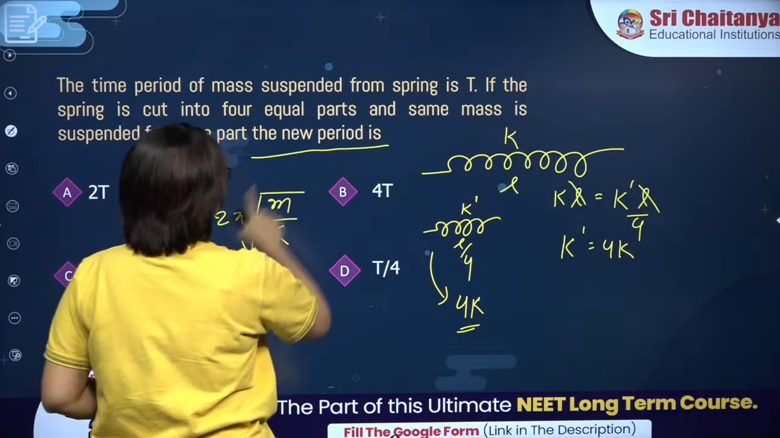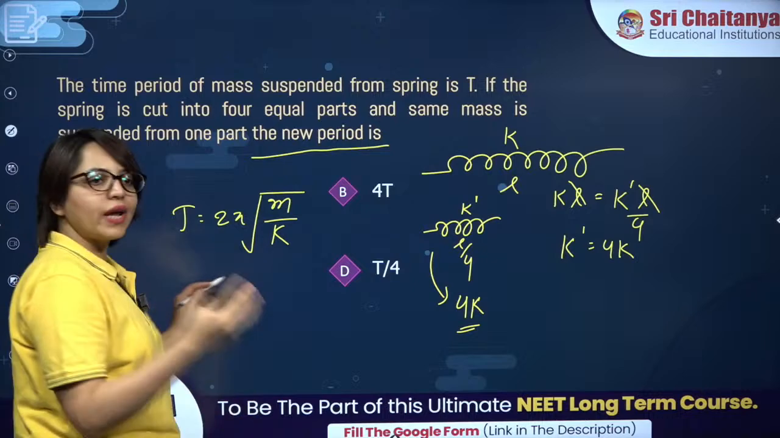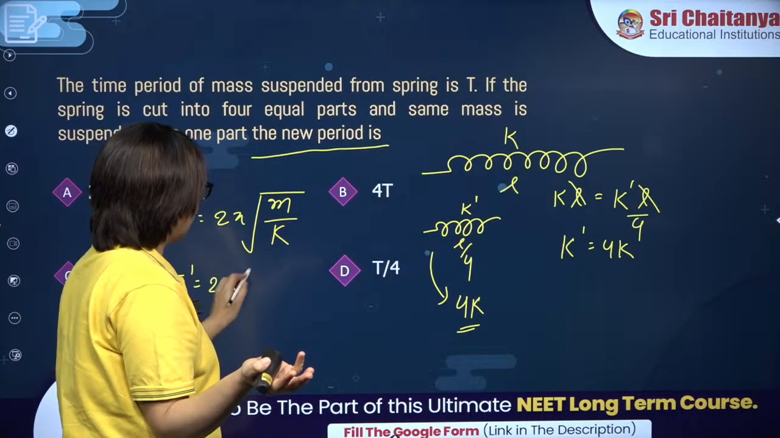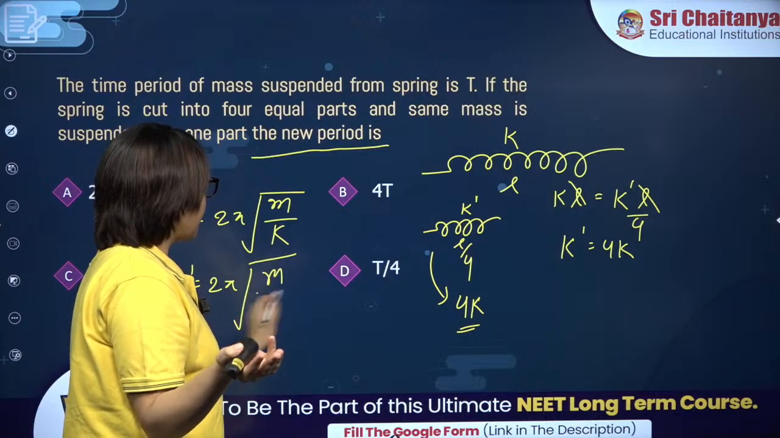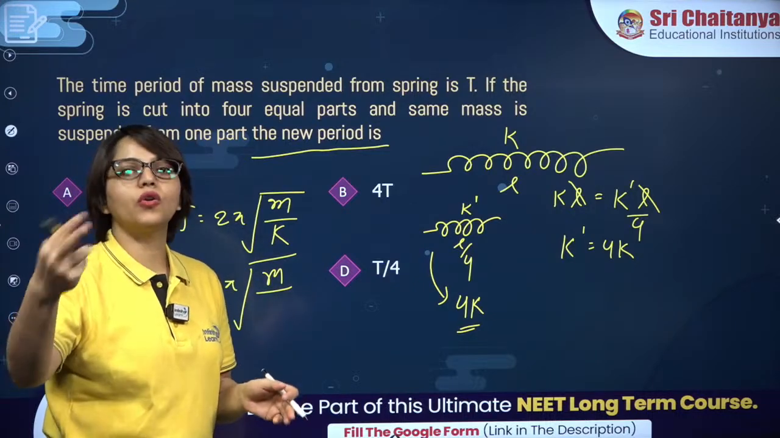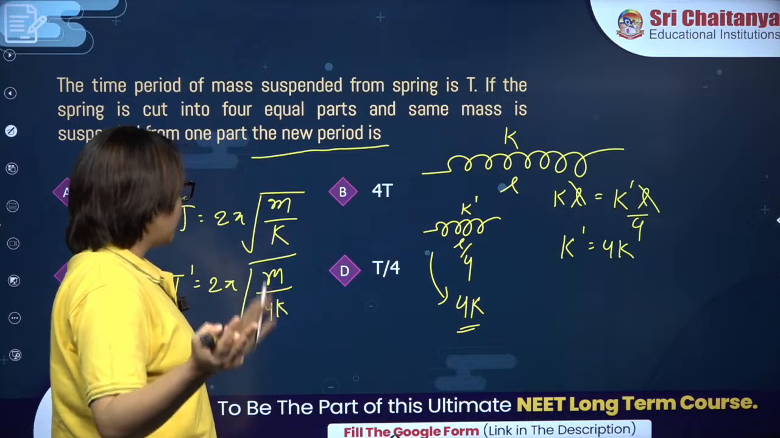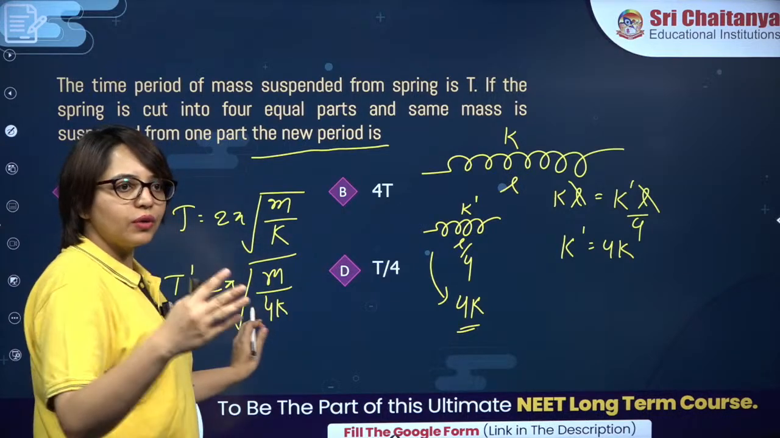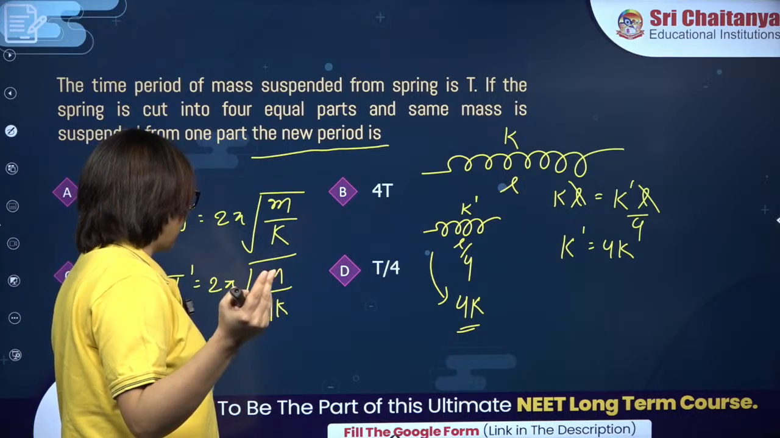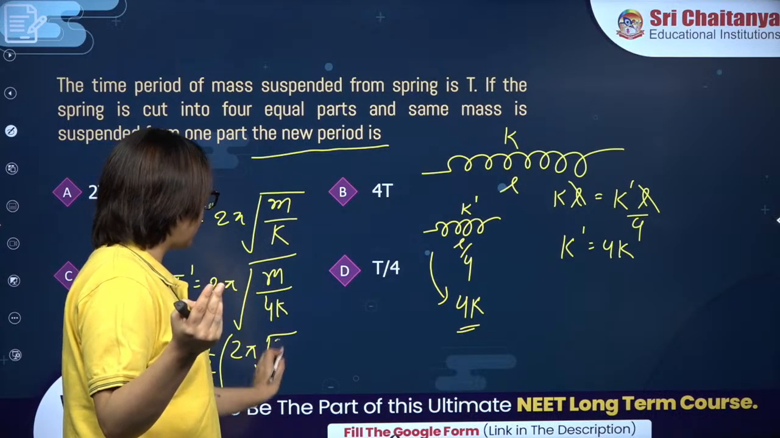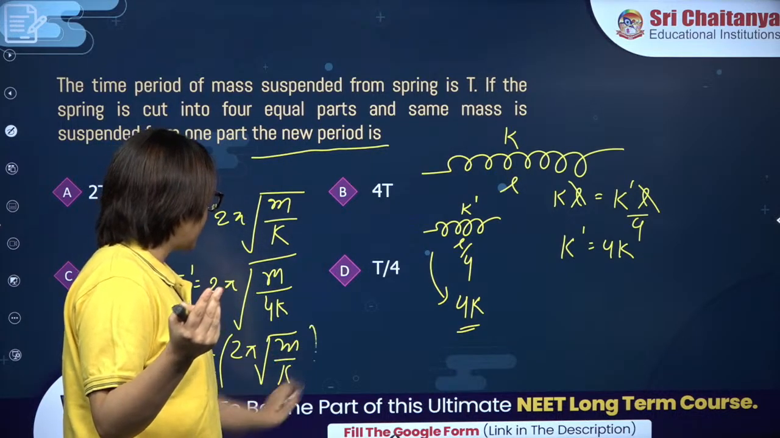Old time period is 2 pi under root M by K. So new time period will be what? T dash will be 2 pi under root M. We are keeping mass same. We are changing the spring constant only. So new spring constant will be 4K. Take this 4 outside of the square root and it will become 1 by 2. So it will be 2 pi times under root of M by K.